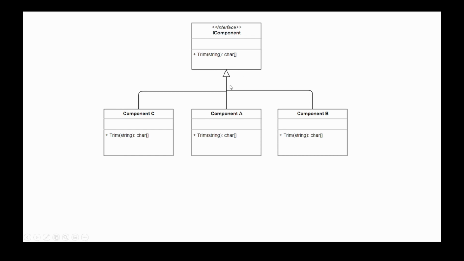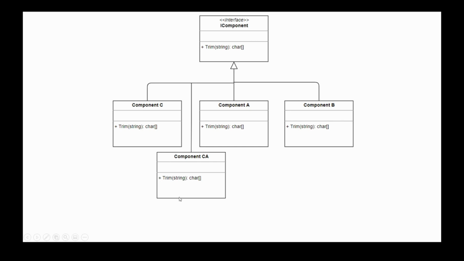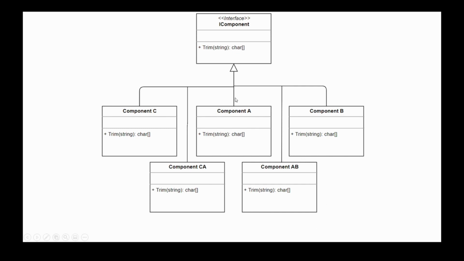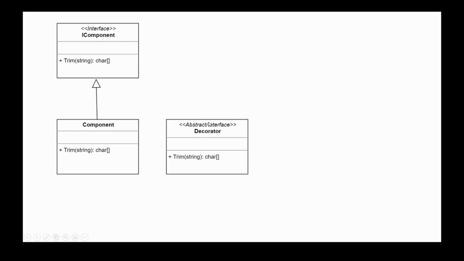And if I want to combine component C with component A, I can also implement a fourth component. And I can also implement components to combine other components. But you see, you have a lot of components. So for that, we can use the decorator pattern. We can extend the responsibility of a class without modifying this class.